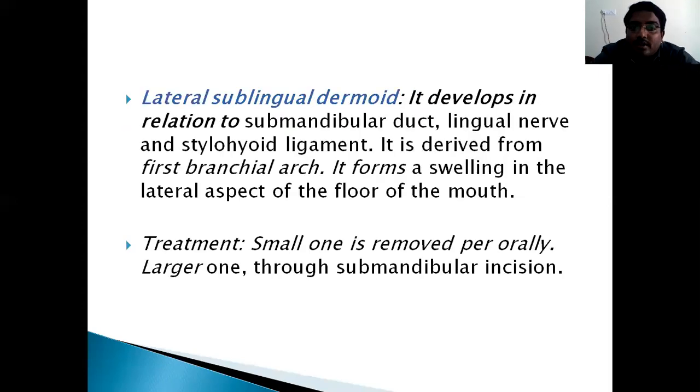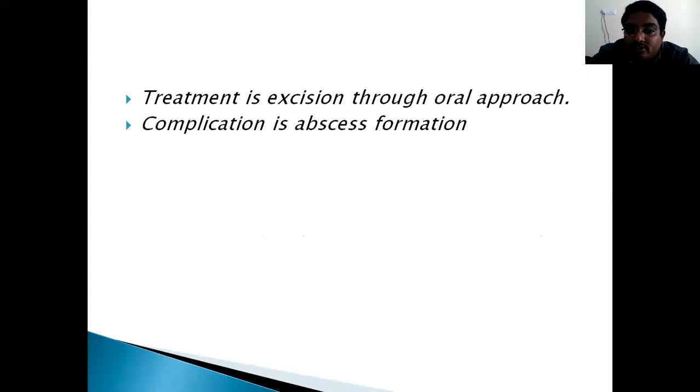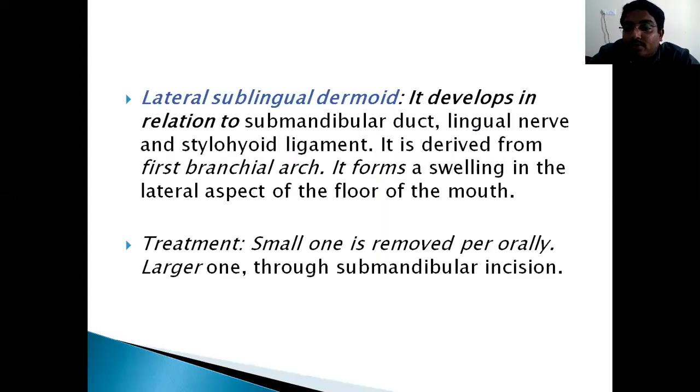The second type is lateral sublingual dermoid. It develops in relation to the submandibular duct, lingual nerve, and stylohyoid ligament. It is derived from the first branchial arch. It forms a swelling in the lateral aspect of the floor of the mouth. See, this is the median aspect and this one is the lateral aspect of the floor of the mouth. Then the treatment: if it is a small one, you remove it perorally. If it is a large one, through a submandibular incision.